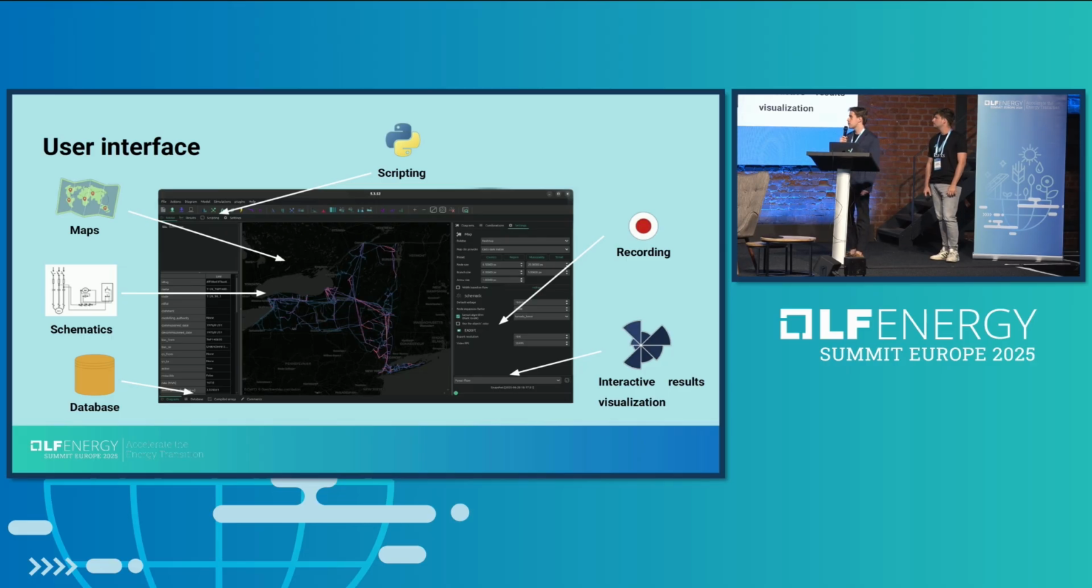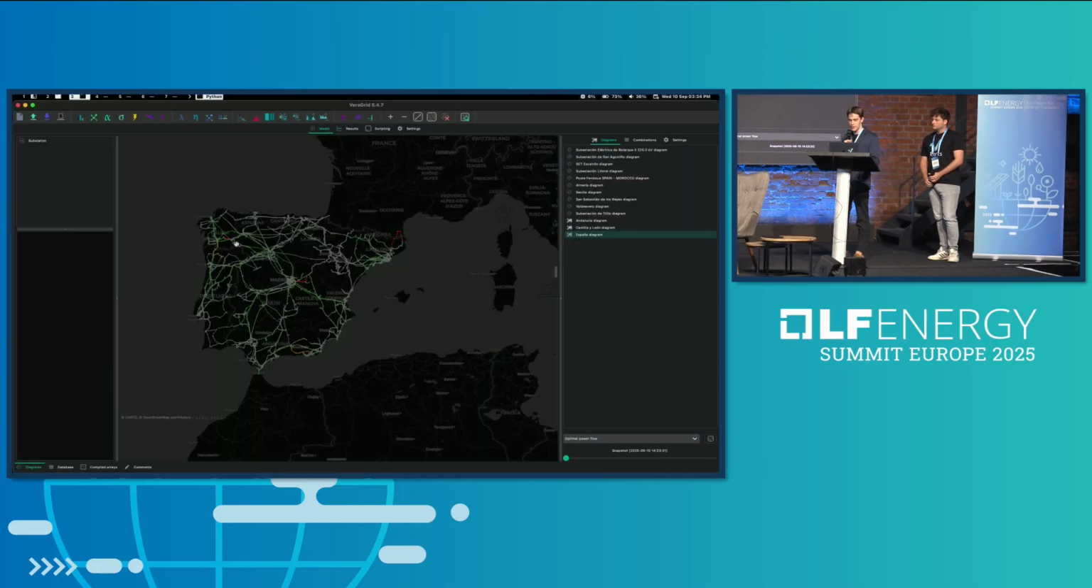We have maps, for example. You can draw pretty much everything that you want. You can have the detailed schematics of the model. Then you can also inspect the database. You can include any script that you would like, and you can inspect the results as well. To showcase that this is, again, not fake, this is, for example, the Spanish and Portuguese grid model. We have here thousands of substations, many lines. And these are the results coming from an optimal power flow.